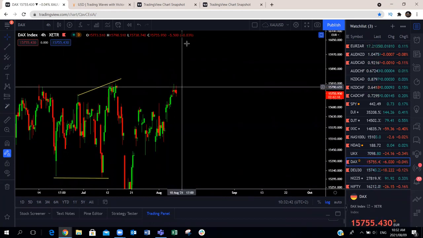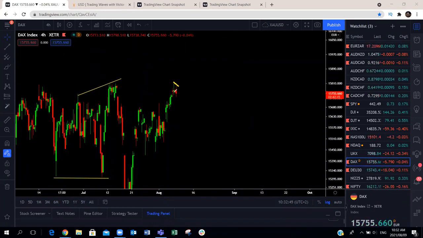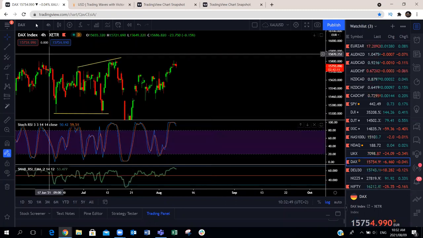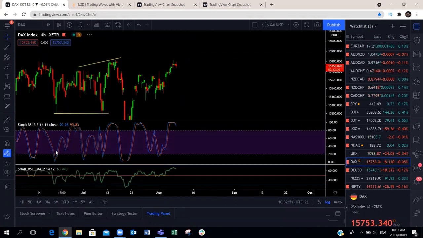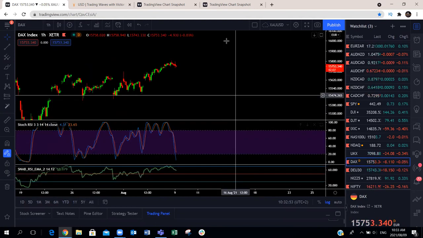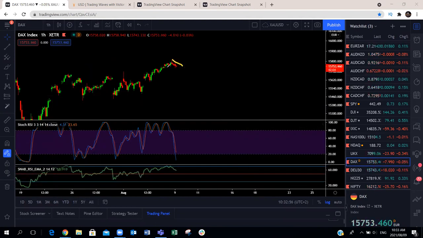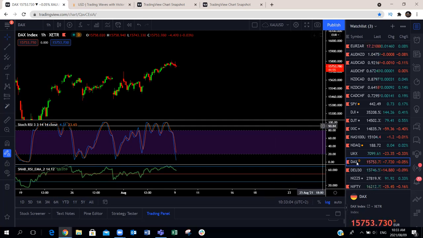DAX, this is a continuation pattern. Although no trade setup on the 4-hour, you can get a trade setup here on the 1-hour. Let's have a look at the 1-hour. Showing continuation to the upside. So the 1-hour is starting to set up with this structure. A candle close above that. This one staying above 50. This one resetting at the bottom. We should see continuation to the upside on the DAX.